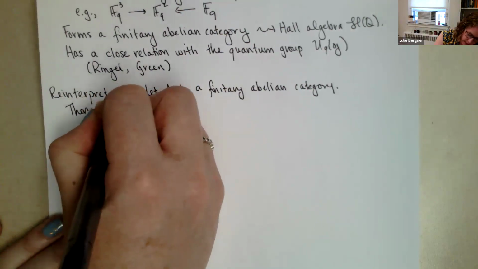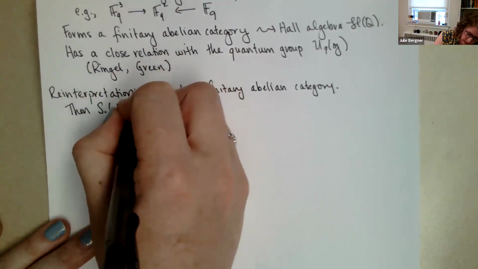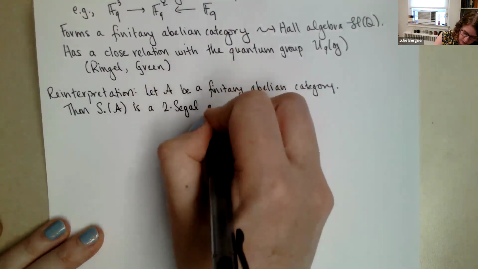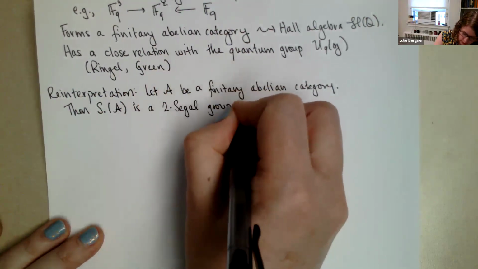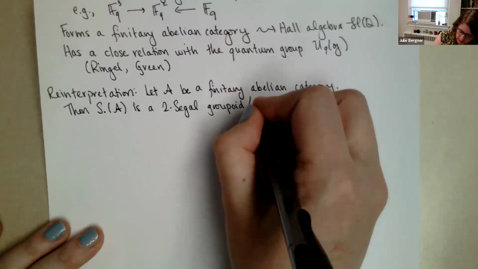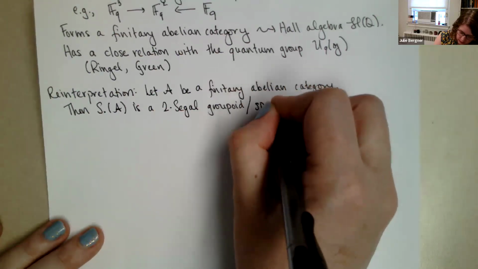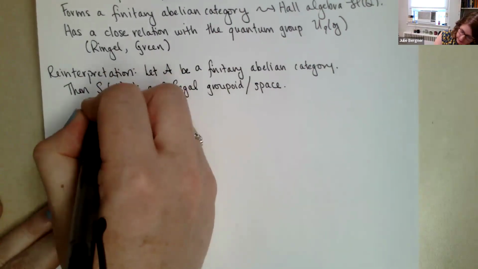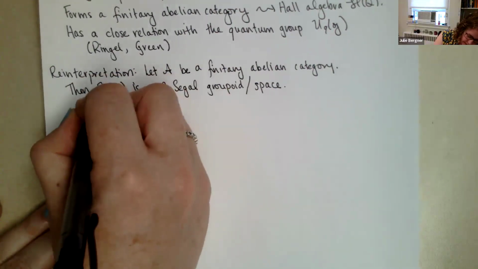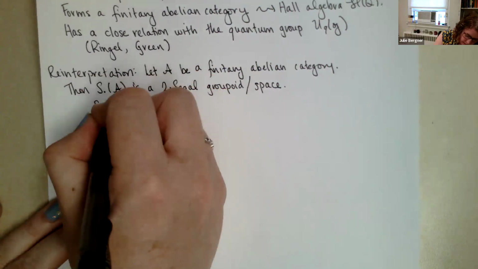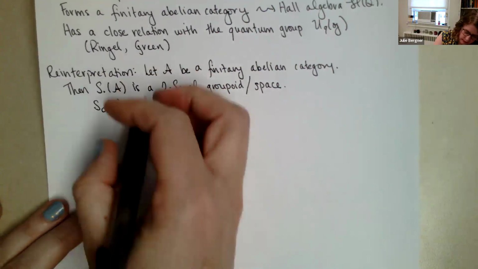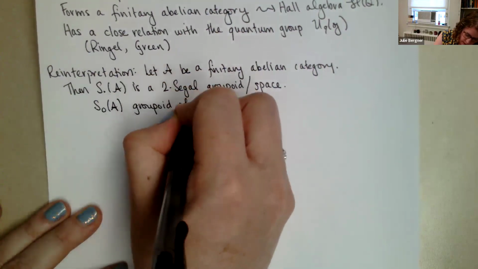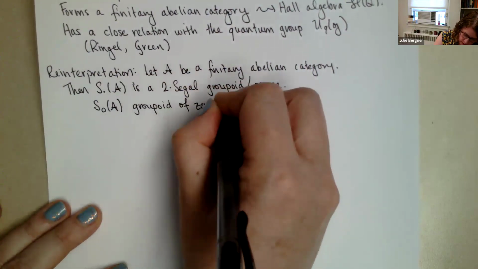So we can take the S dot construction of it. This is, as originally defined, a two Segal groupoid. Or we can take nerves of those groupoids to get a two Segal space. And again, just to emphasize things we talked about last time, S0 is going to be the groupoid of zero objects.